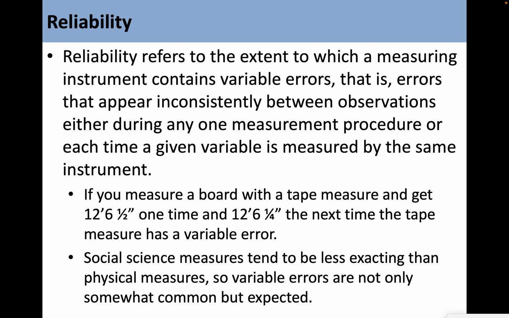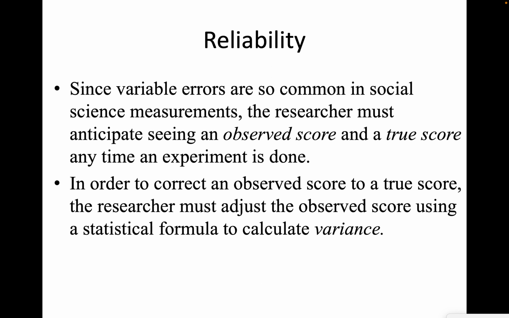Social science measures tend to be less exacting than physical measures, so variable errors are not only somewhat common, but expected. So when we measure depression, what does it mean? When we measure resilience, what does it mean? When we measure loneliness, what does it mean? And was it standardized on people at UCLA? UCLA's in Los Angeles. Does that equate to people on the Navajo Nation? I don't know. Let's test it and find out.